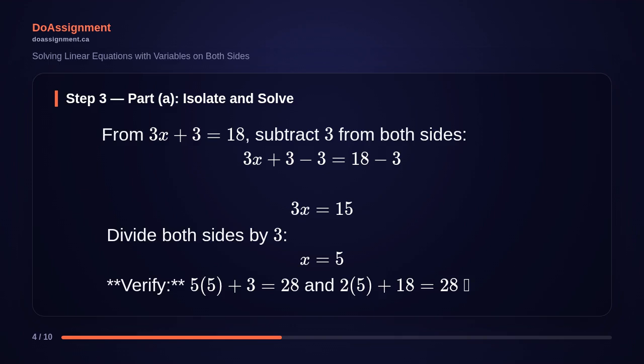We verify by substituting back. 5 times 5 plus 3 equals 28, and 2 times 5 plus 18 also equals 28. Both sides match, so x = 5 is correct.